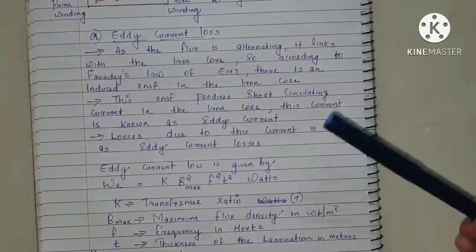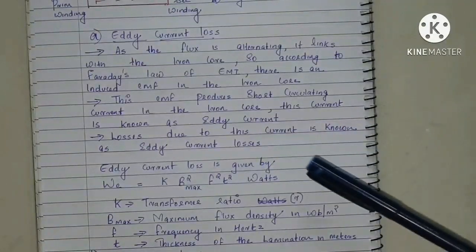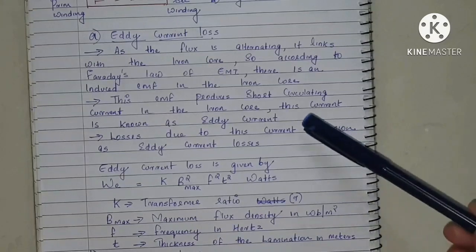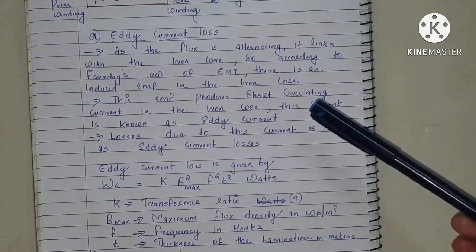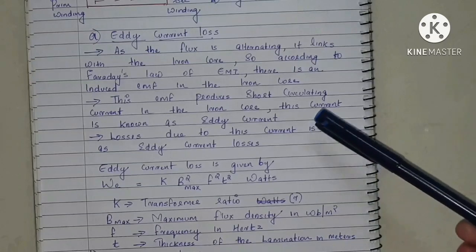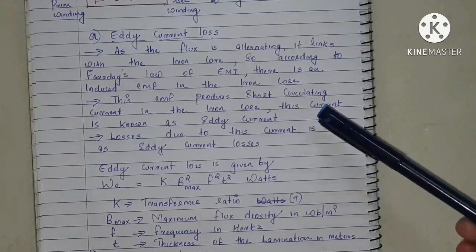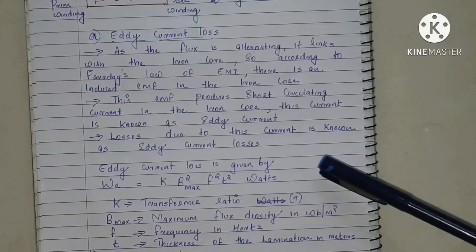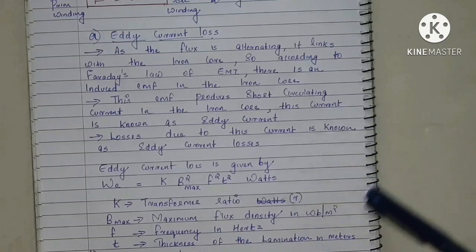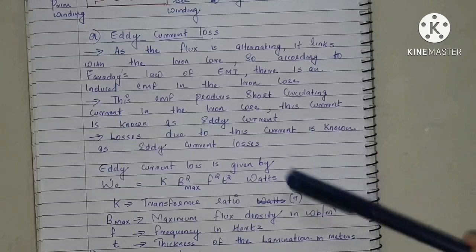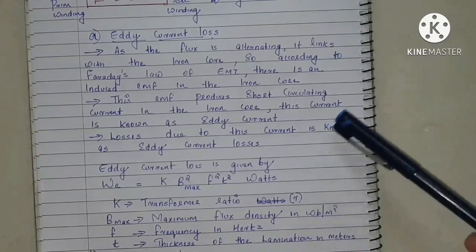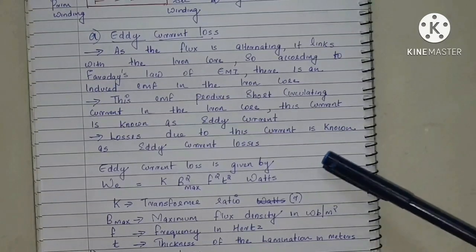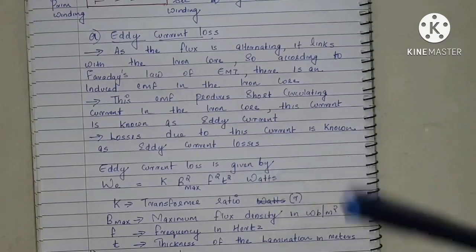What is an eddy current loss? As the flux is alternating, it links with the iron core. So according to Faraday's law of electromagnetic induction, there is an induced EMF in the iron core due to the alternating flux. This EMF produces short circuiting current inside the iron core, and this current is nothing but eddy current. Losses due to this current are known as eddy current loss.